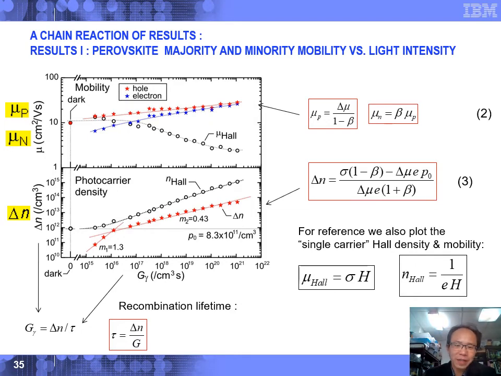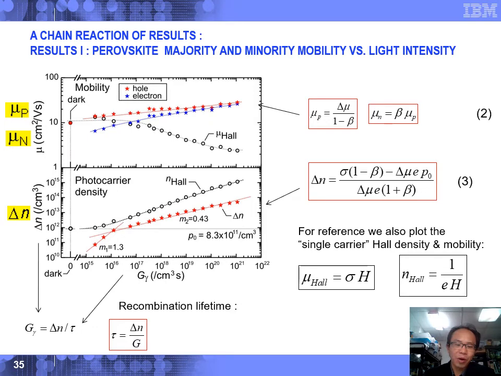So what you observe is that the Hall electron mobility is about 10 and seems to increase a little bit as a function of increasing light intensity. And more importantly, we also observe for the first time the excess carrier density delta n as a function of increasing light intensity. And you can even see two different regimes of recombination here, which is indicated by the slope m, where m is the power exponent of delta n versus g.